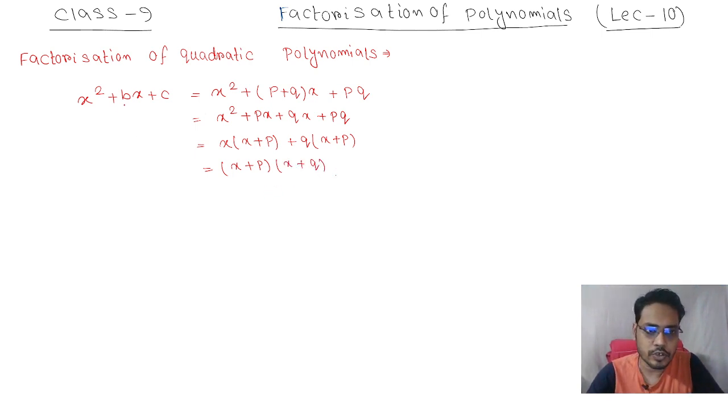That means we need to write b as the sum of two factors, that is p plus q, and we write c as the product of two factors p and q.